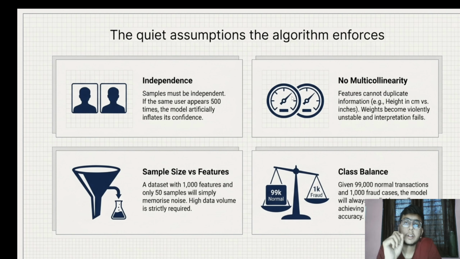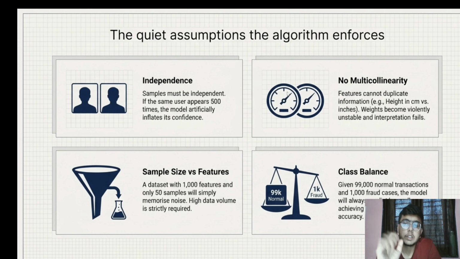It assumes that the provided data does not have any multi-collinearity, means features cannot duplicate information. Weights become violent, unstable, and interpretation fails. Third assumption: sample size versus features. Logistic regression assumes that a dataset with 1000 features and 15 samples will simply memorize data. High data volume is strictly required.